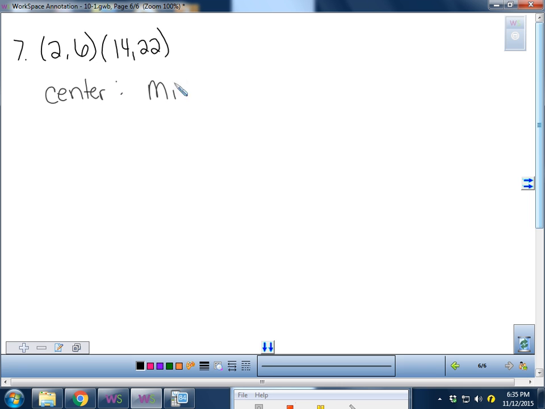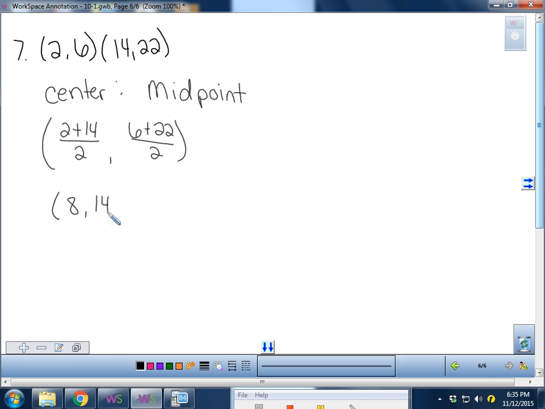All right, so just to remind you, I'm going to write it here. I'm going to use the midpoint. So between these 2 points, I have to add my x's together, so 2 and 14, and divide that by 2. You're kind of like finding the average. And then I have to add my y's together, so that'd be 6 and 22, and divide that by 2. So that's going to give me the point 8, 14. This is 8. This is 14. So that's my center.